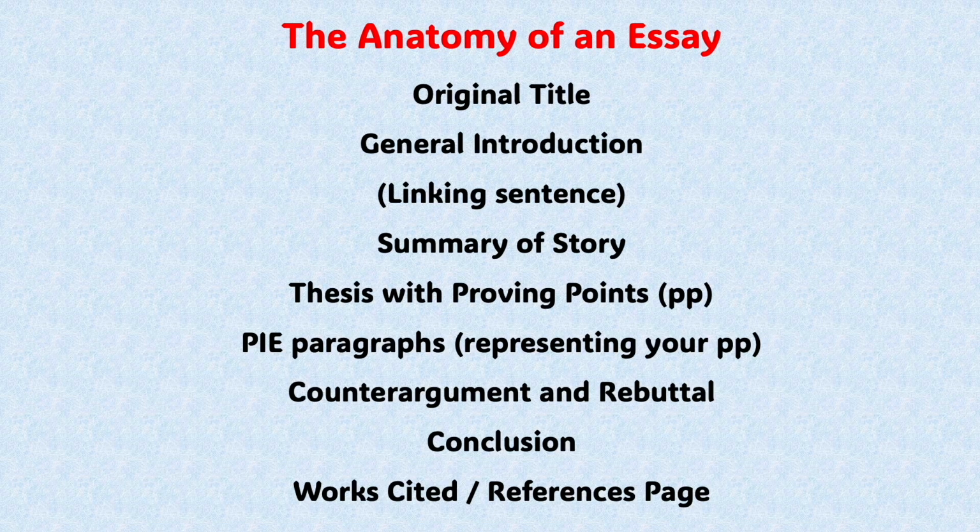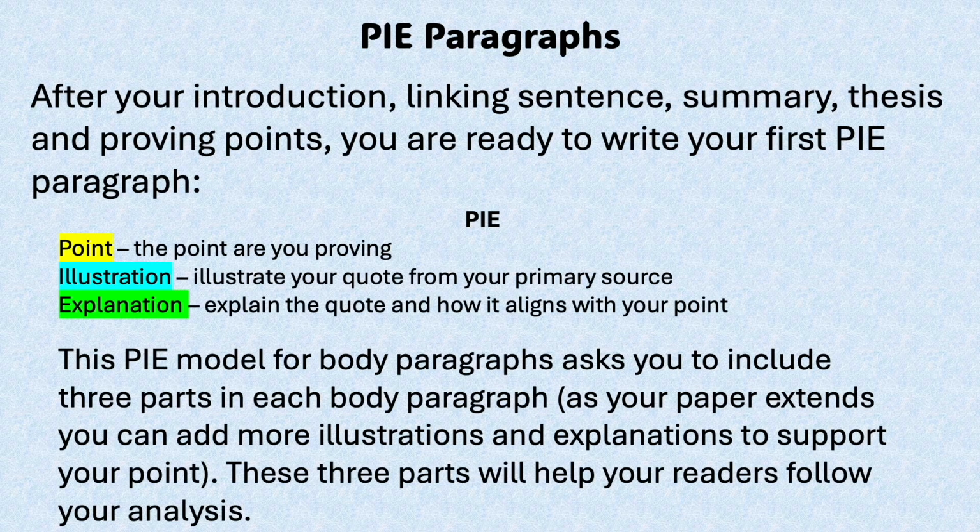After your introduction, linking sentence, summary, thesis, and proving points, you are ready to write your first pie paragraph. Pie? Point, the point you are proving. Illustration? Illustrate your quote from your primary source. Explanation? Explain the quote and how it aligns with your point. This pie model for body paragraphs asks you to include 3 parts in each body paragraph. As your paper extends, you can add more illustrations and explanations to support your point. These 3 parts will help your readers follow your analysis.